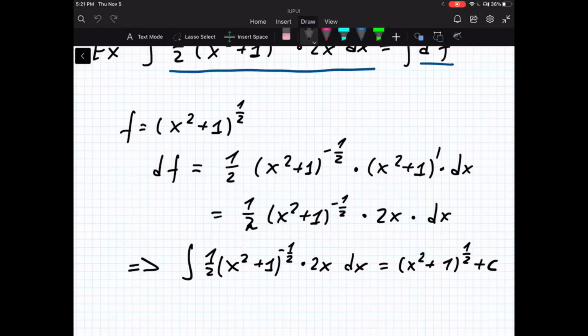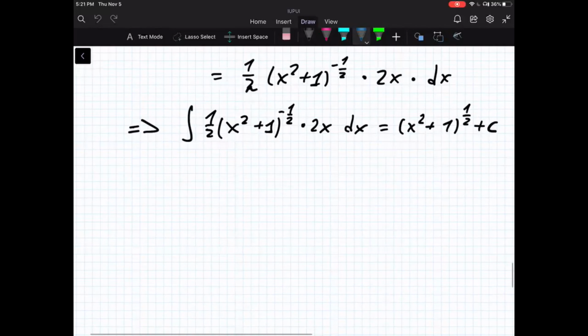So these two examples are just the generalized power rule in reverse. And let's recall what the generalized power rule is.